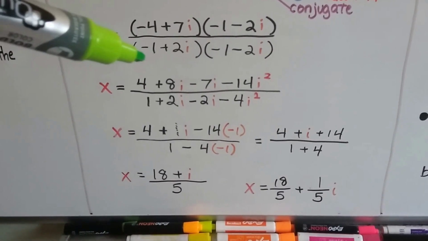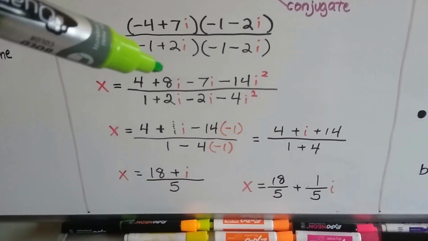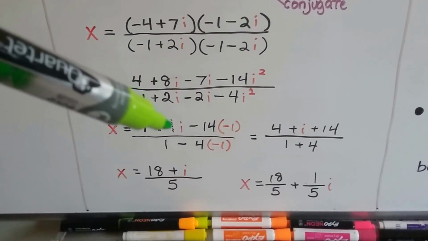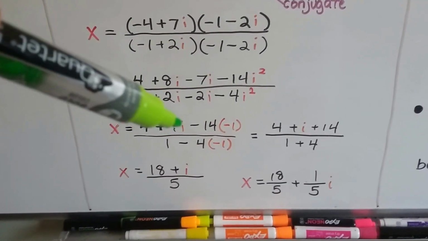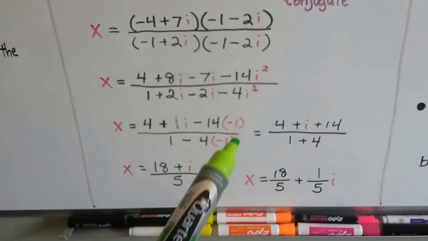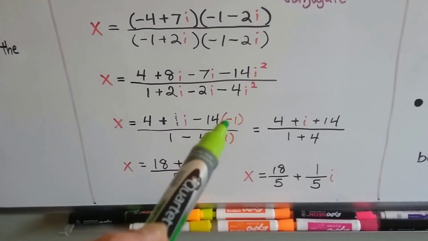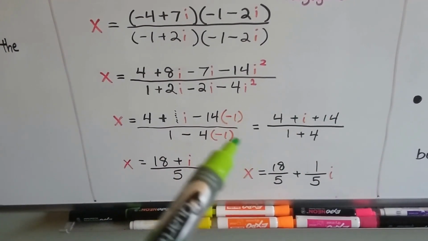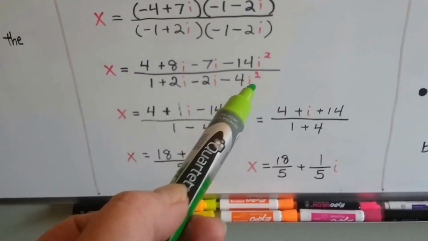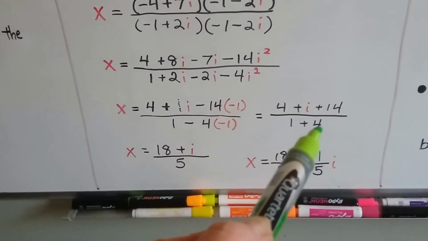We can combine like terms. This positive 8i and this negative 7i make just an i, with our buddy the invisible 1. It's just a 1i. And this is going to be multiplied by a negative 1, isn't it? So negative 14 times negative 1 makes a positive 14. And this negative 4 is multiplied by a negative 1, so that's going to make a positive 4.